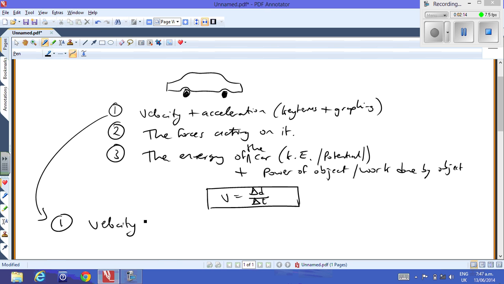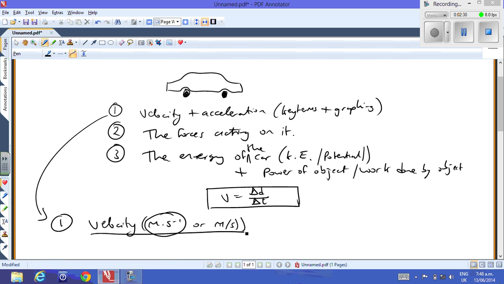Velocity is measured in meters per second, m times s to the minus 1. It can also be written as m/s, but for your exam papers, this is what you will see coming up again and again. So get used to using m times s to the minus 1.